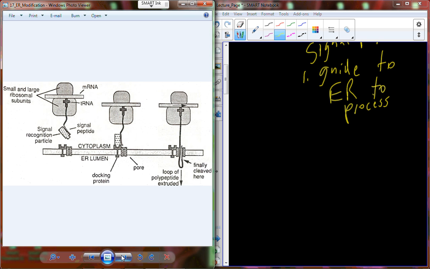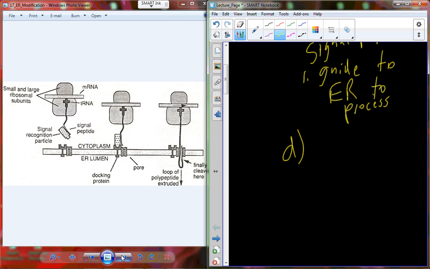That pre-pro form has a signal peptide. It binds to a specialized protein called the signal recognition particle that helps to direct the pre-pro hormone to the endoplasmic reticulum where it gets picked up and pulled inside the endoplasmic reticulum. And then we have enzymes and other proteins that are going to further process this particular protein into its final form. Most commonly, and what you're observing here, is we're going to have that signal removed. So the signal peptide is removed.